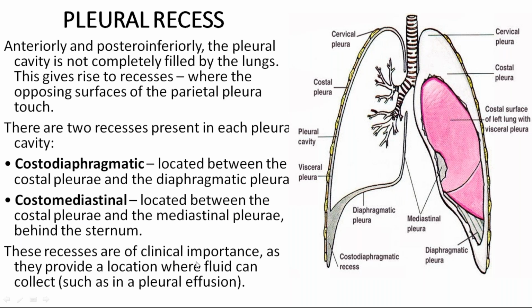These recesses are of clinical importance because they provide a location where the pleural fluid will collect, such as seen in pleural effusion. This is the diagrammatic representation showing the costodiaphragmatic recess, where the two parietal pleura are opposing each other and the lung tissue is not present here. And this is the costomediastinal recess.